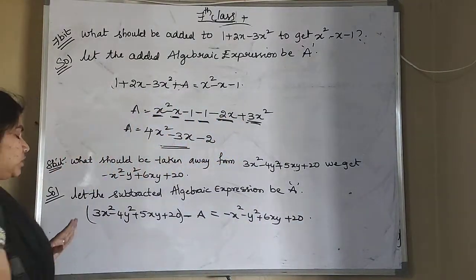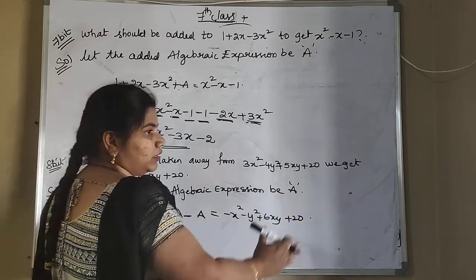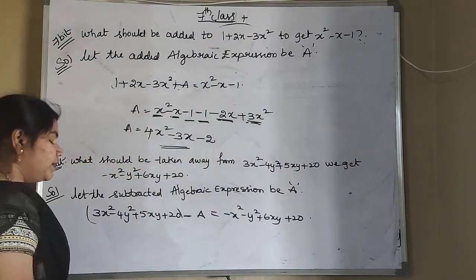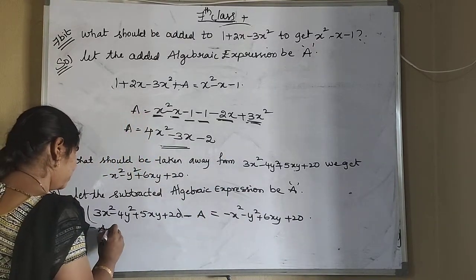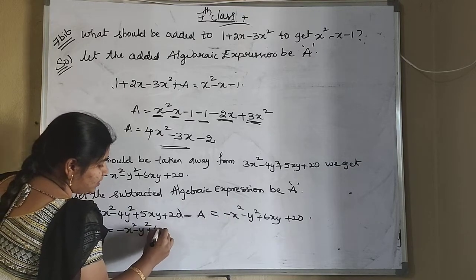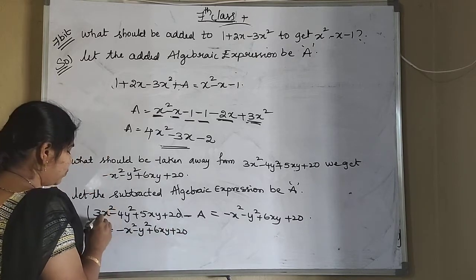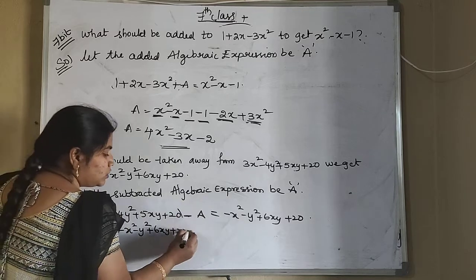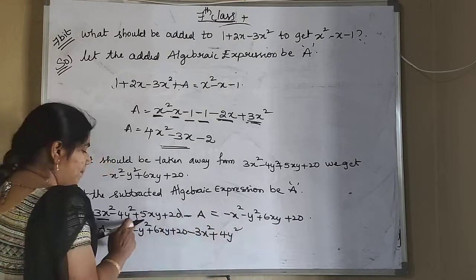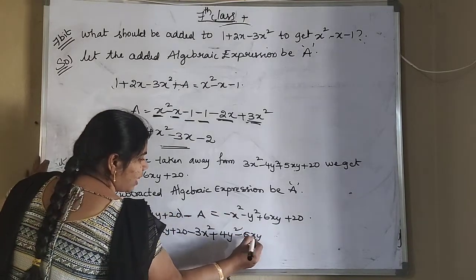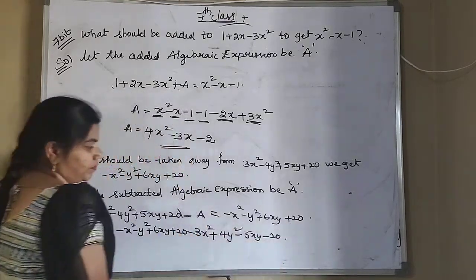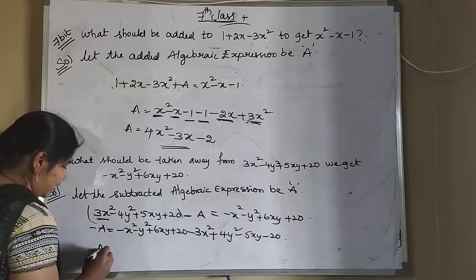Okay, now this whole expression you transpose to the other side. So from here to here, whole terms are transposed to the other side. So minus A I am writing as it is, is equal to, these terms I am writing: minus x square minus y square plus 6xy plus 20. I am transposing this plus 3x square to the other side, so that will be minus 3x square, minus will become plus 4y square, plus will become minus 5xy. Next, plus will become minus 20. Okay. Now minus A you write as it is.